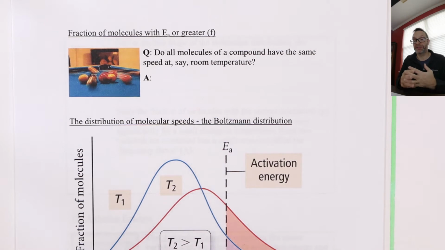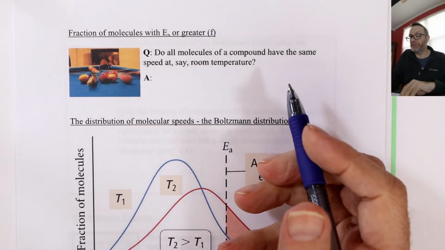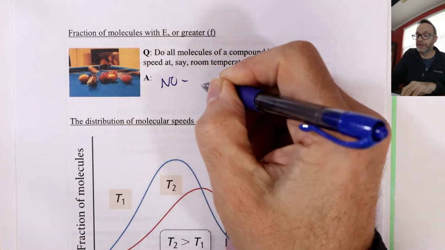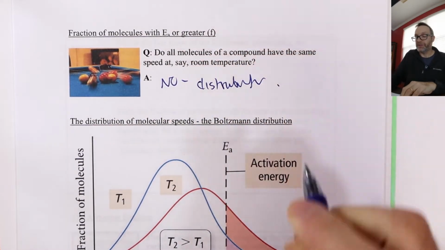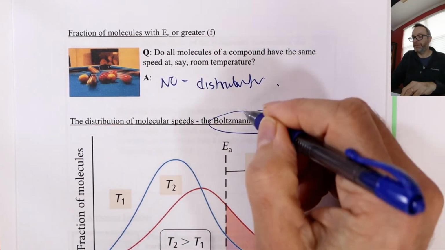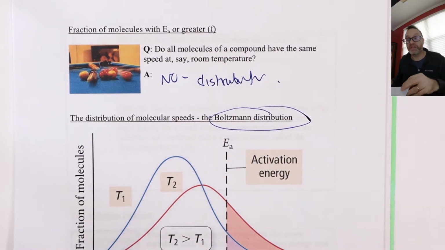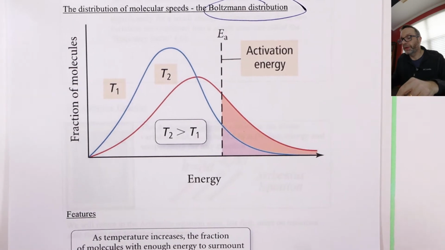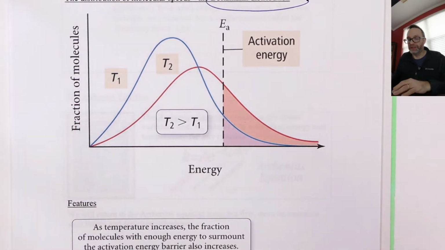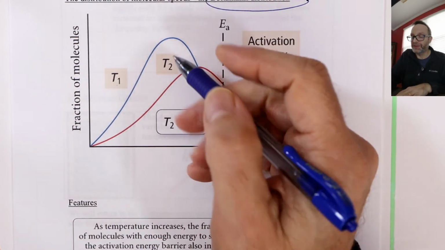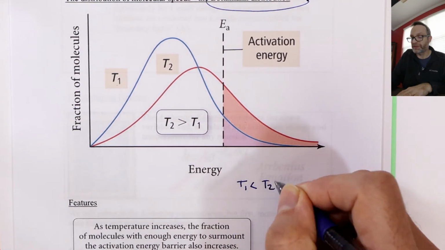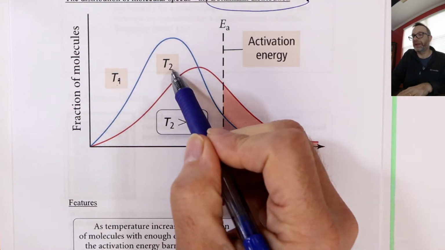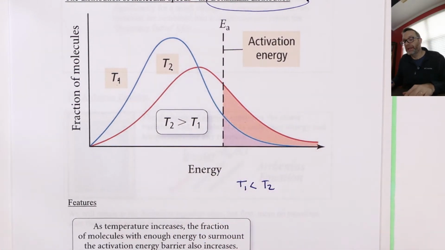We call that the Boltzmann distribution, okay? So do molecules of a compound have the same speed at, say, room temperature? No, there's a distribution, and it's called the Boltzmann distribution, okay? The Boltzmann distribution is very, very famous, right? So if I look at the Boltzmann distribution, T1 and T2, in this case T1 is less than T2, right? So that may be 5 degrees and 20 degrees C, right? Okay. And what do we see?